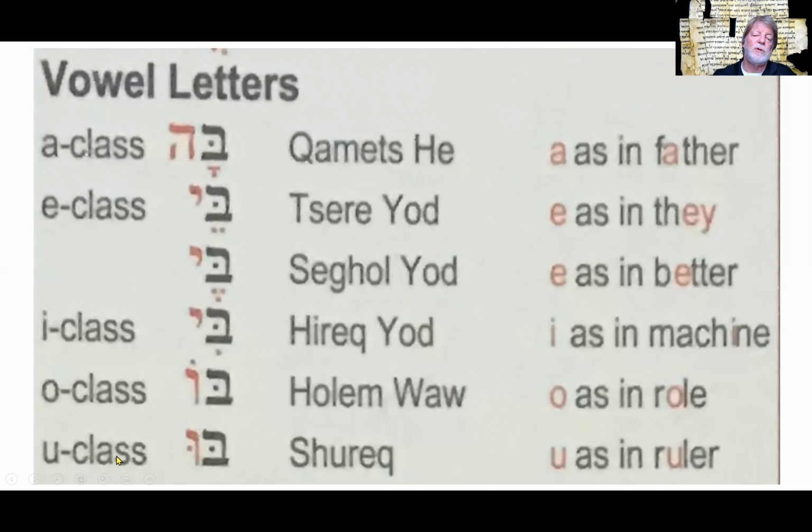We have a U class example of that, which is a vav inserted, but it's got a dot right in the middle and to the left of the vav. So the dot's not on top, but the dot's here in the middle. And this is a U sound. This is called a shurek, and it's U as in ruler. So in English, it has more of a long U sound, but in Hebrew, it's ruler.